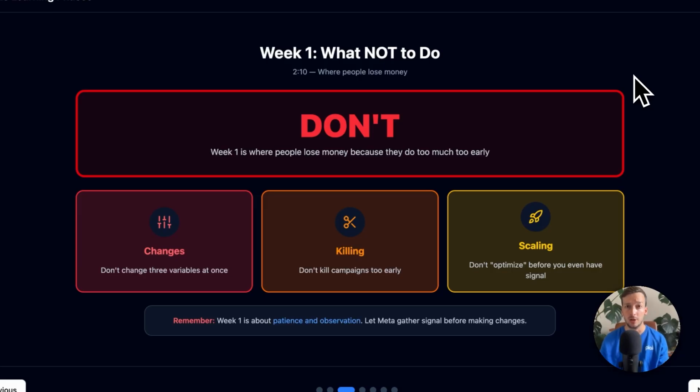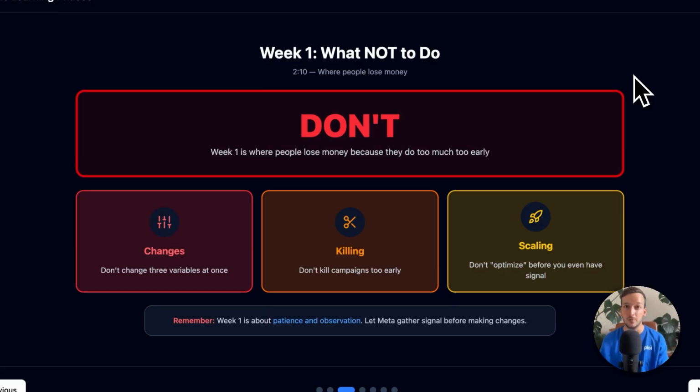Now, this is what you shouldn't be doing on week 1 and the most common mistake that makes people lose money. First of all, changes. You don't want to change all of your variables at once. You don't want to be adjusting too many things on your campaign because you want to give it time to learn. Killing campaigns after just a few days is also a really common mistake that I've seen many people do. On day 3 or 4, you are really unlikely to know if a campaign is actually not going to perform.